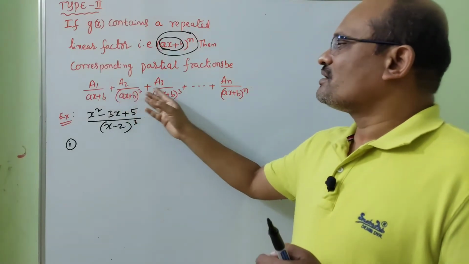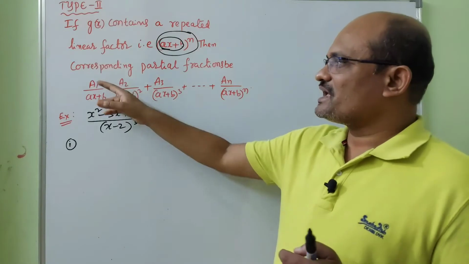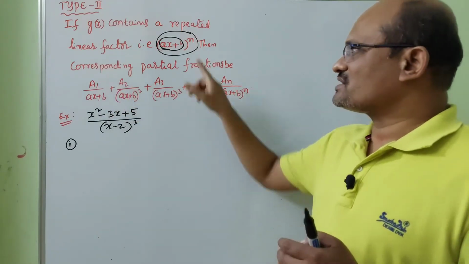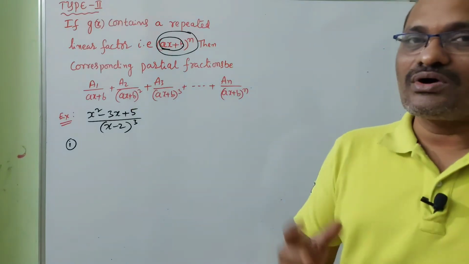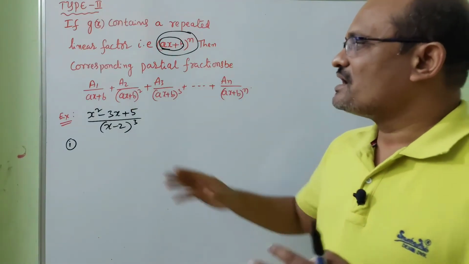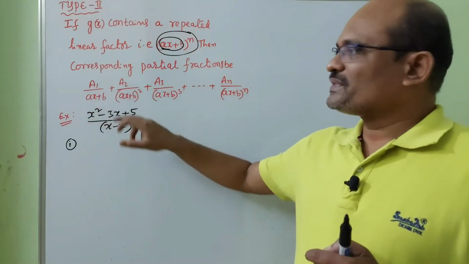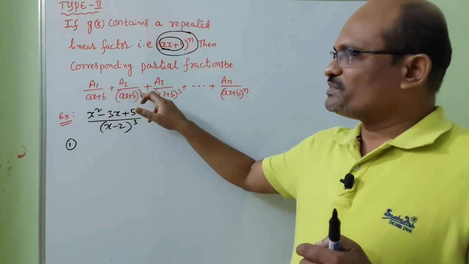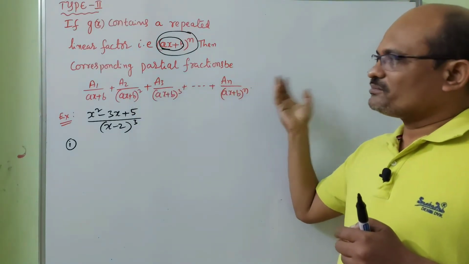If denominator contains like this, how to resolve the proper fraction into partial fractions. These are the partial fractions we have to write. Take constants a1, a2, a3, so on, an, because the power is n. It is repeating n times. Take n constants, different constants, non-zero different constants, and write partial fractions like this: a1 by ax plus b, next a2 by ax plus b whole square. Like that, increasing powers you have to take and you write partial fractions.